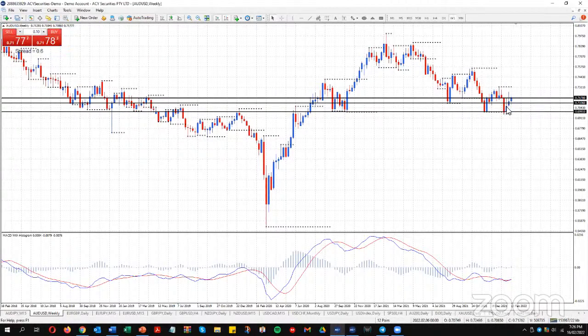There's lots of wicks on these weekly candles. They're not closing up at the top of the candles. We're getting wicks or shadows. So price is moving up, being met by the sellers, and come the end of the week, we're getting wicks on the candles. So that might be an indication that the sellers might still be in control long term. Time will tell.